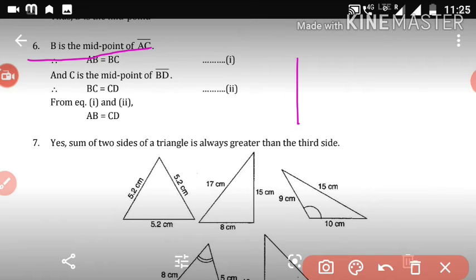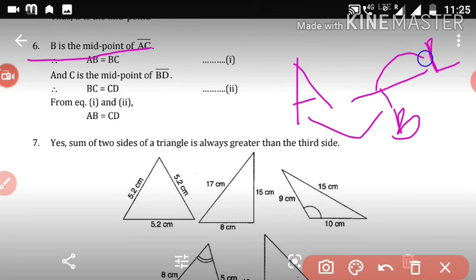So let me write this. B is the midpoint of AC. So if this is line AC, then B is the midpoint. Here it is B. Then we can write AB is equal to BC. So AB is equal to BC. This is equation number 1.